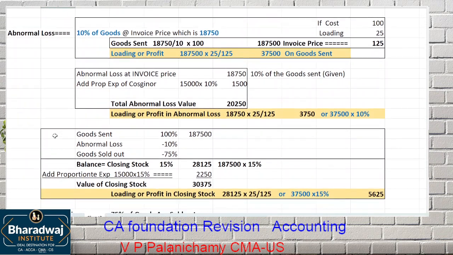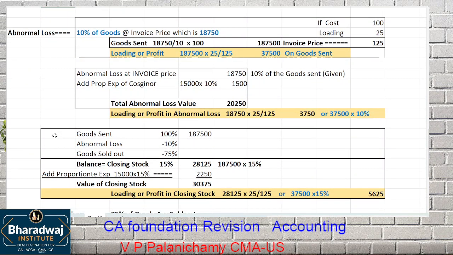For those who are having some confusion, I'll repeat from the beginning. Please pay attention. 10% of the goods is 18,750, so what will the full value be?